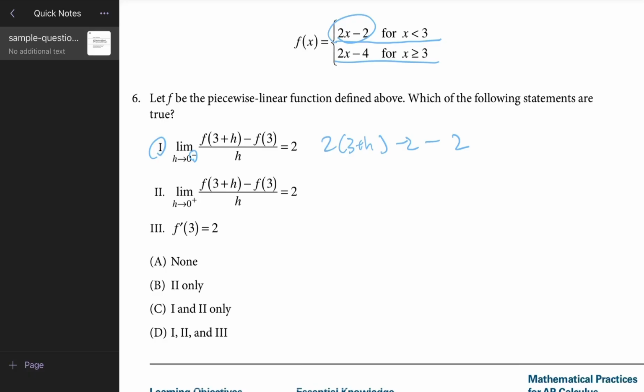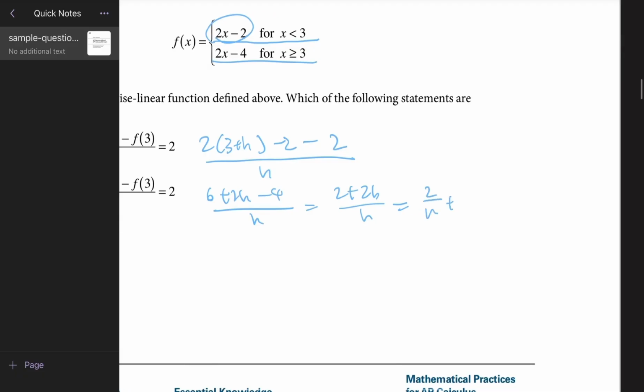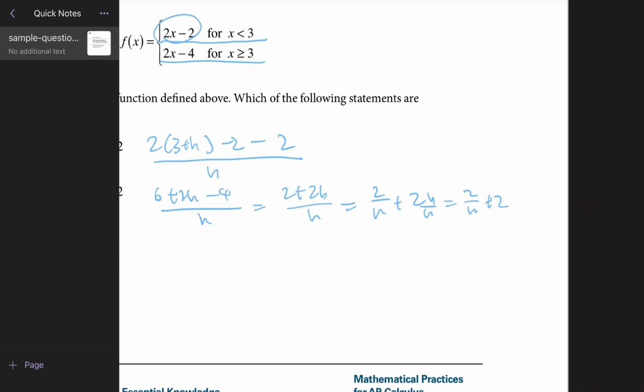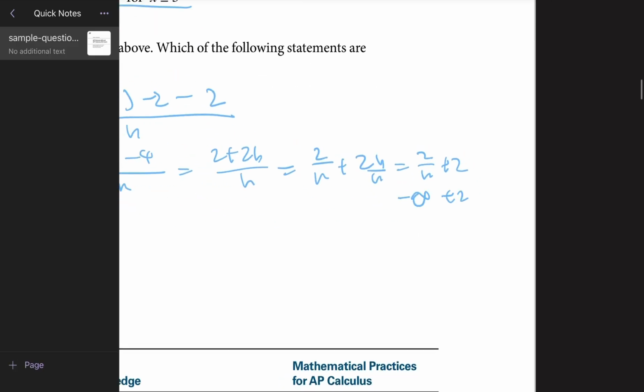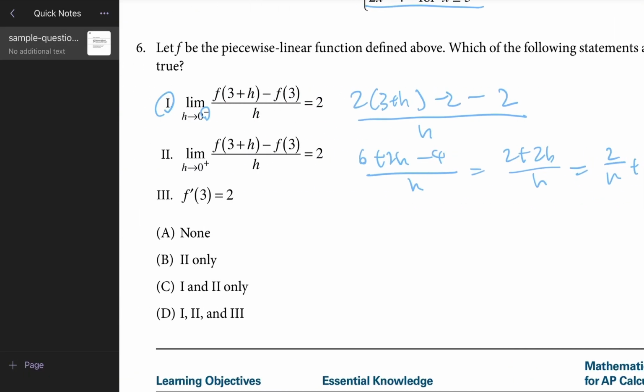So this becomes 6 plus 2h minus 4, divided by h. Now this is equal to (2 + 2h) divided by h, which can also be simplified to 2/h plus 2h/h, which is equal to 2/h plus 2. And as h approaches 0 from the left side, which means it's going to be negative 0.0001, negative 0.00001, this is going to be negative infinity plus 2, and this 2 is irrelevant. So this is going to equal negative infinity, and I is not correct.